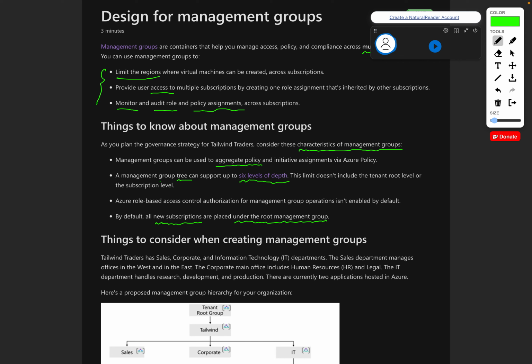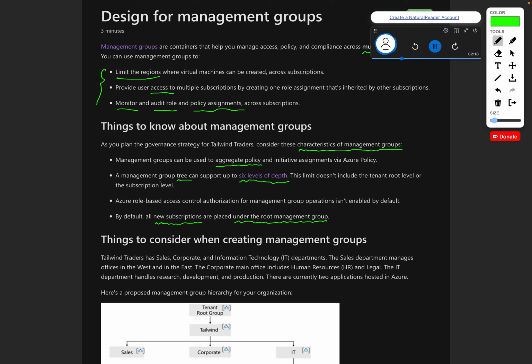So here we have some characteristics of management groups. Important is that since a management group includes several subscriptions, we can aggregate the policies that we want to assign to several subscriptions. Then the management group itself can be nested within another management group, and this nesting can go up to 6 levels of depth. And then every new subscription will be placed first of all under the root management group, and then we can move it around to other management groups.